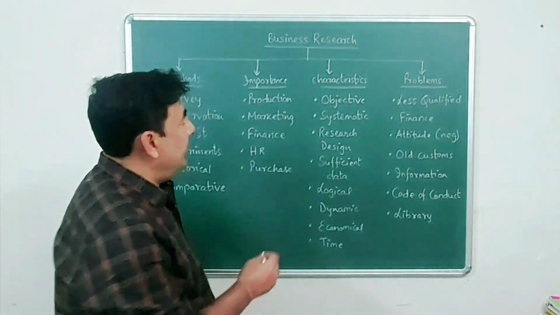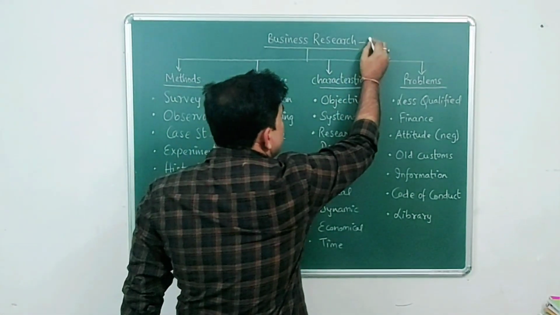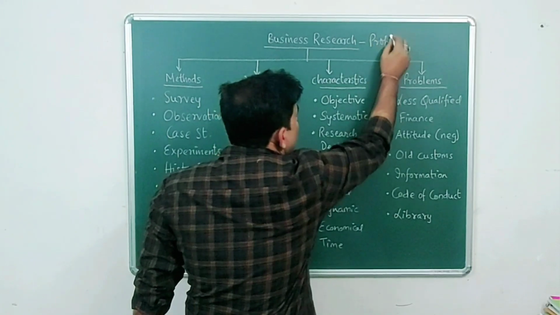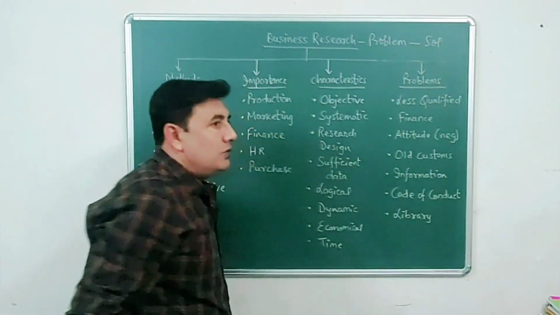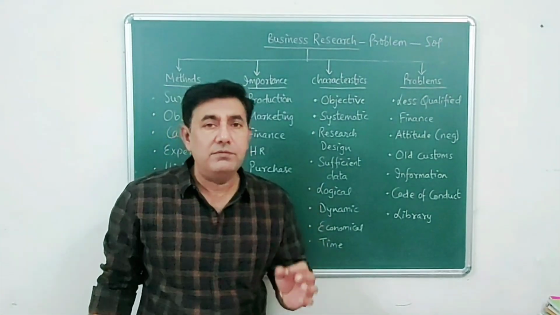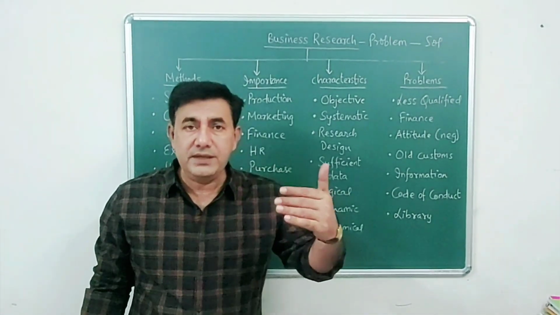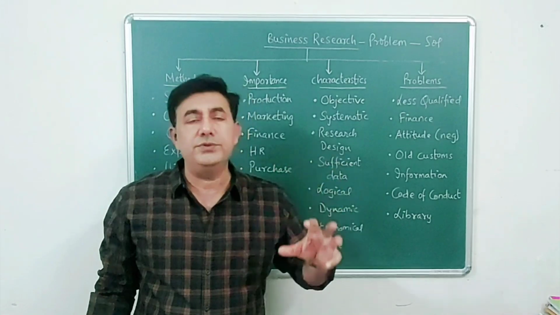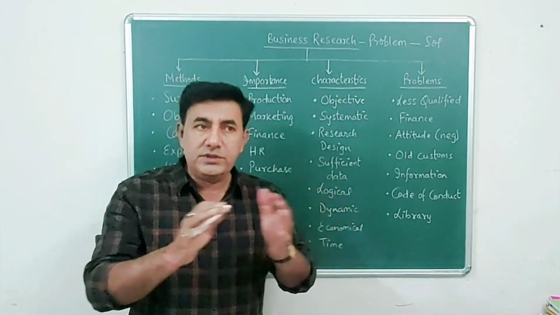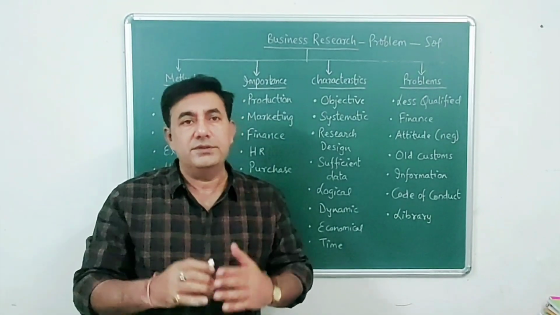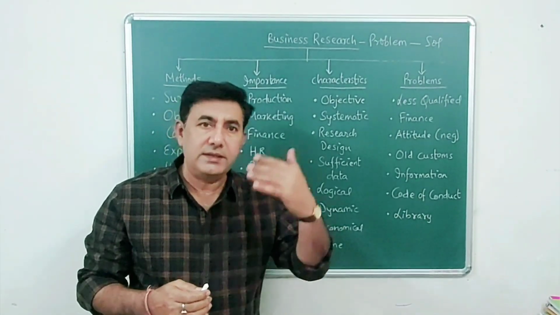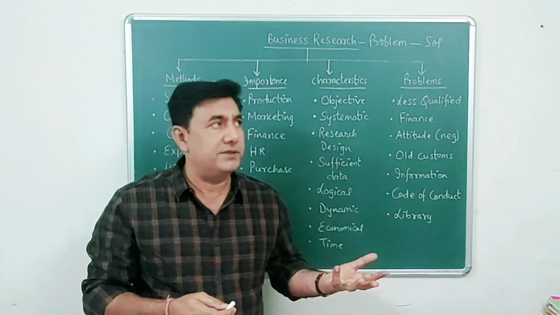When we are trying to define research, basically it starts with a problem and ends with a solution. So for every research, you should have a problem. That means a systematic study of the problem to find the solution and to use that solution in your business operations. So that is research or business research. When it is conducted for business, it is business research.